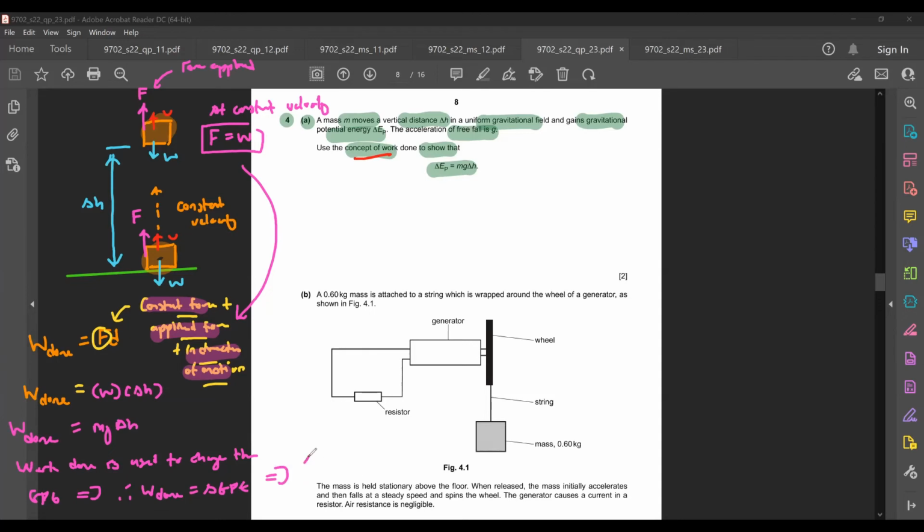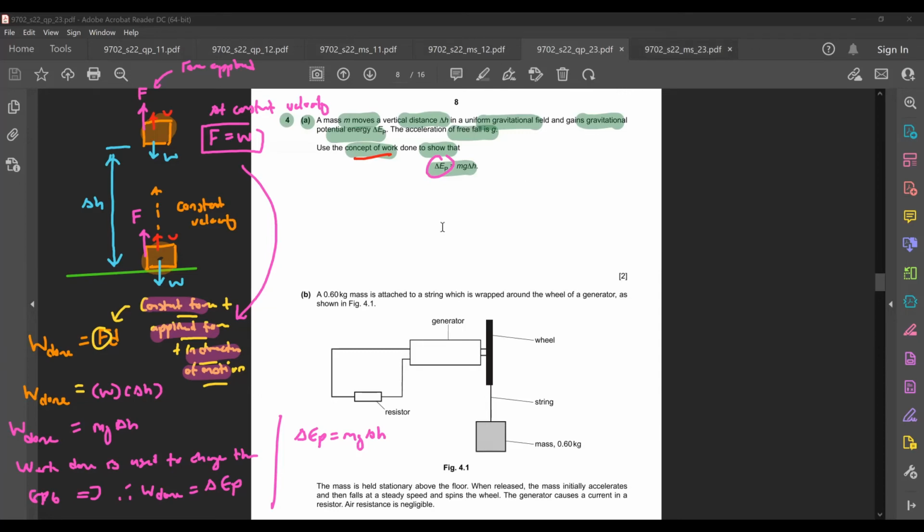In my case, I better just rewrite it according to the variables listed in the question. Rather than saying delta GPE, I better just write it as delta EP. Okay. So work done is used to change the GPE, therefore work done is delta EP. So delta EP is equal to mg delta H. This is how I would write the answer now.